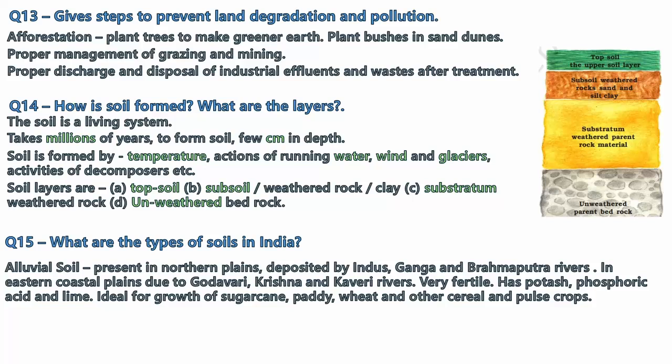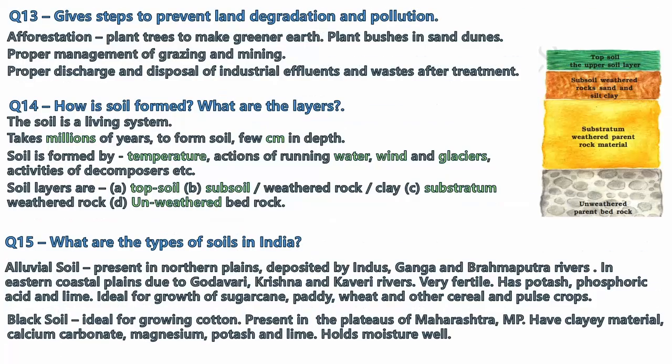They are very fertile. Okay, alluvial soil has potash, phosphoric acid and lime. That's the contents, and they are ideal for growth of sugarcane, paddy, wheat and other cereal and pulse crops. Okay, this is alluvial soil.